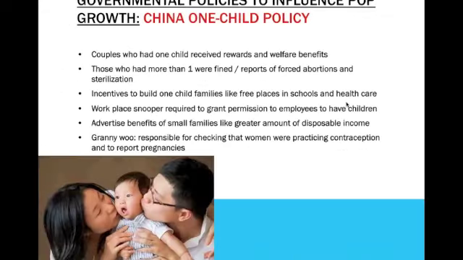Now, governmental policies to influence population growth. Let's look at China's one child policy. This is not how it worked exactly, but just to describe it, what are some things they do? Well, couples who had one child received rewards and welfare benefits. So if you only had one son or one daughter, you would get a reward, like, I don't know, a free trip or something. Or welfare benefits, you pay less tax or something.